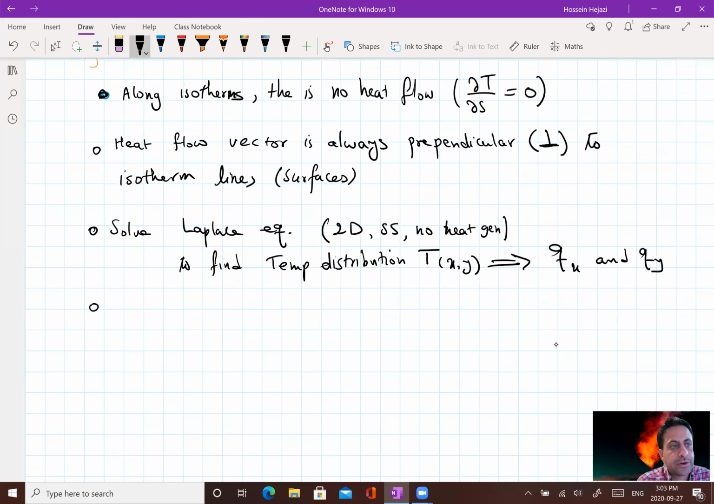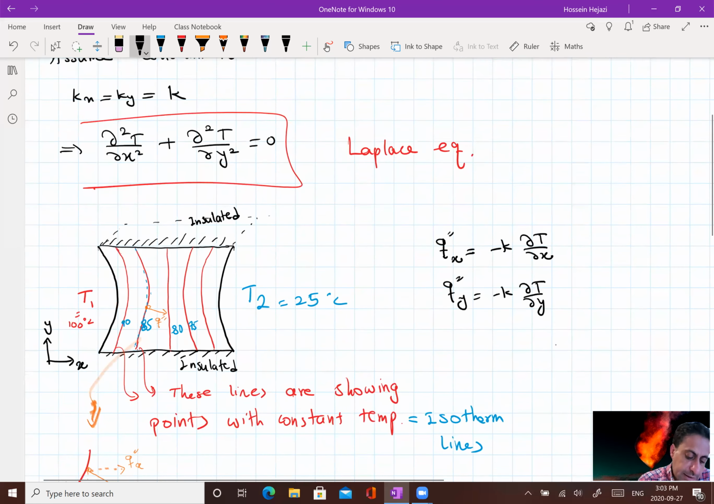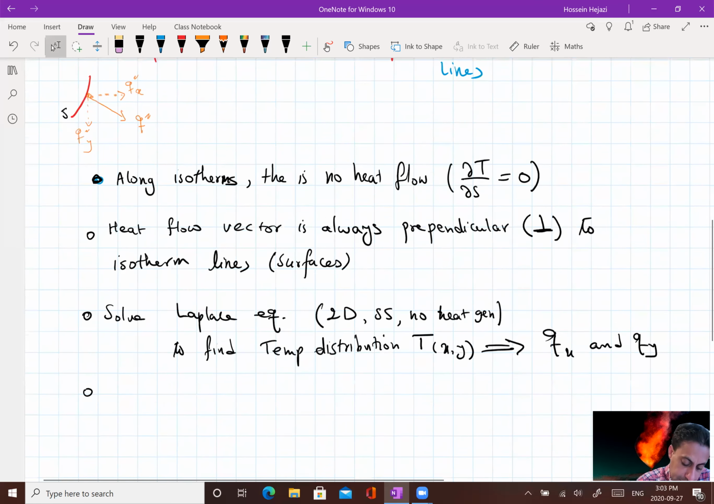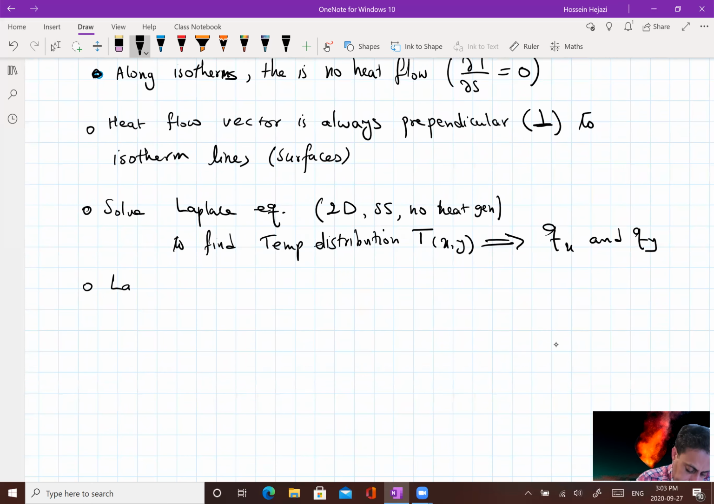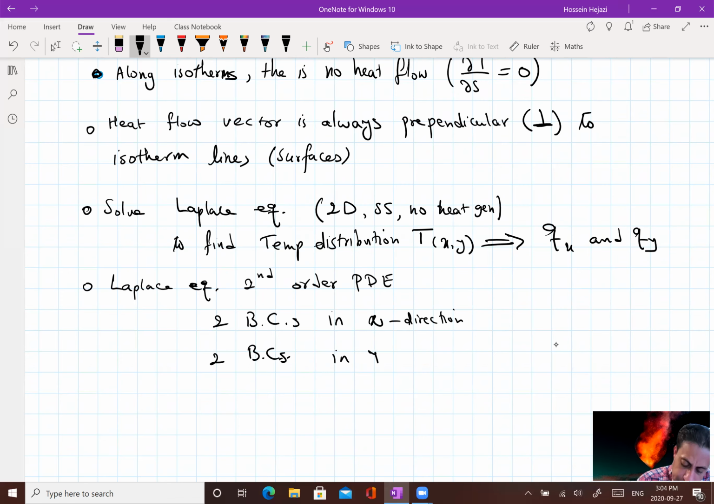The other part related to that is that this Laplace equation is a second order PDE, so we need boundary conditions. This equation is second order, so we need two boundary conditions in each direction. So two in the x direction, and we need two boundary conditions in the y direction to solve this PDE.